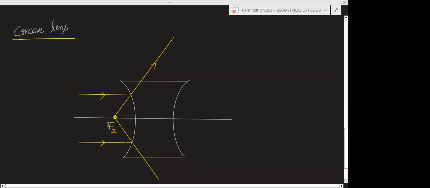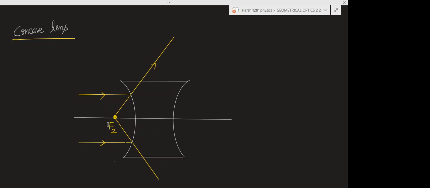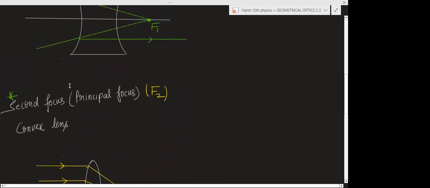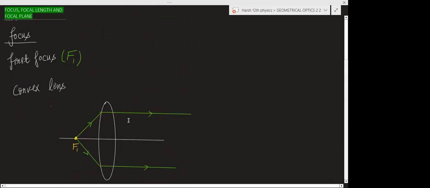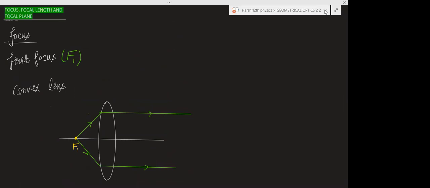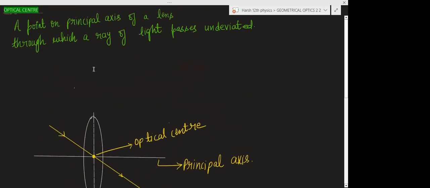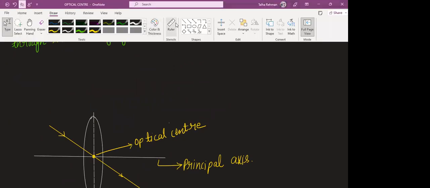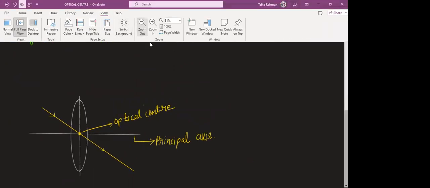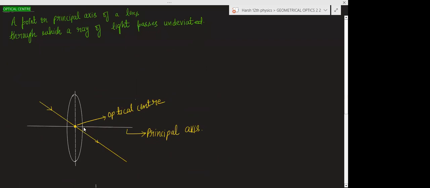I am not saying do not remember the first focus, but the most important is the second focus, or principal focus. So now you can note down all these points. And also remember, the optical center is also a very important point because most of the image formation we will do with the help of this concept.